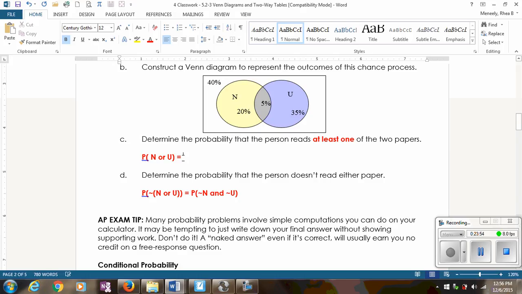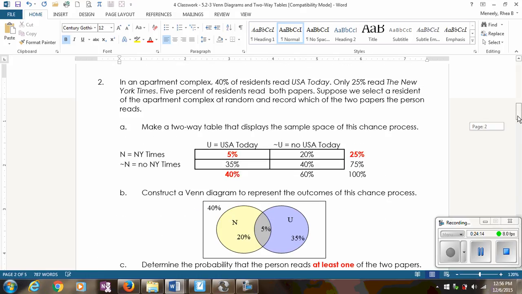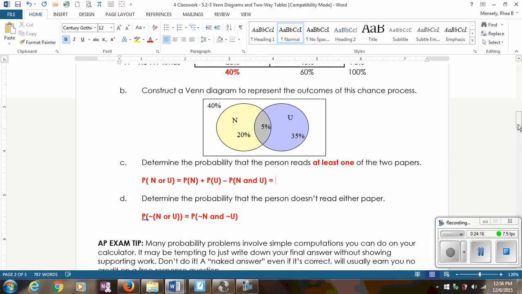So I can look at this two different ways. It's either going to be the probability of N plus the probability of U minus the probability of N and U, which is simple enough to do mathematically. That's going to be the percentages in my problem, right? 40 plus 25. And I'm going to put this in decimals now.